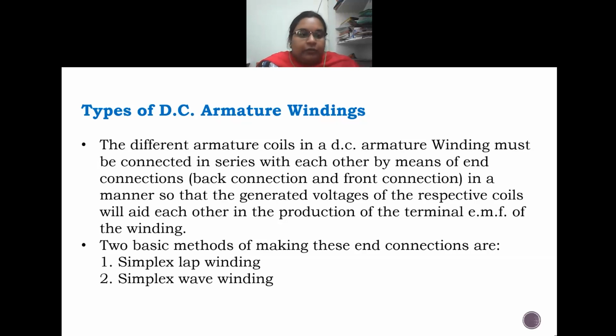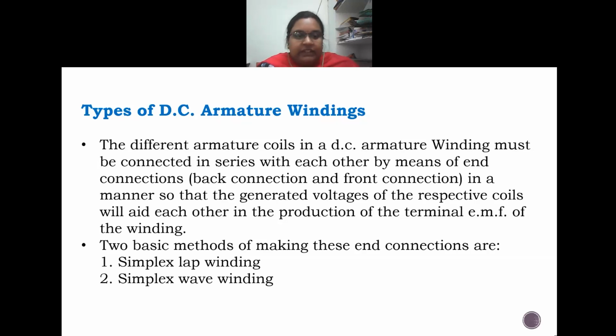whereas the parallel connection will help us to increase the current. So in this DC winding or the armature windings, we need to make sure that these are all connected in series, and that series connection should also help the production of terminal EMF. That is, it should make sure that the EMF generated in one coil side will be aiding the EMF generated in the other coil side. This is how we need to make sure our armature winding is.